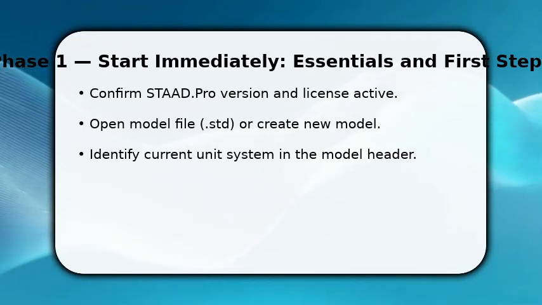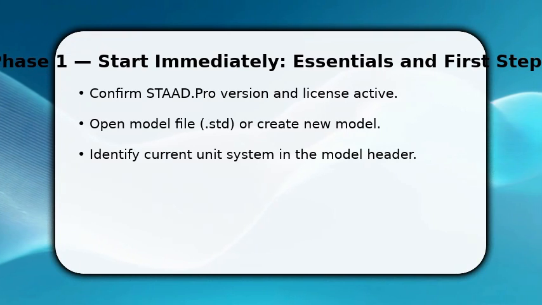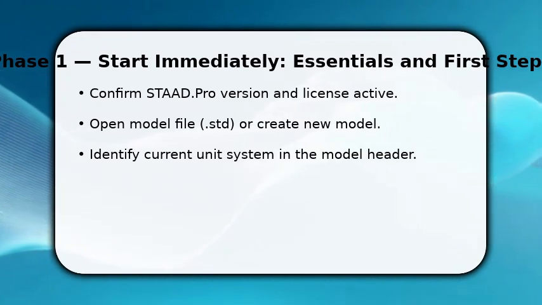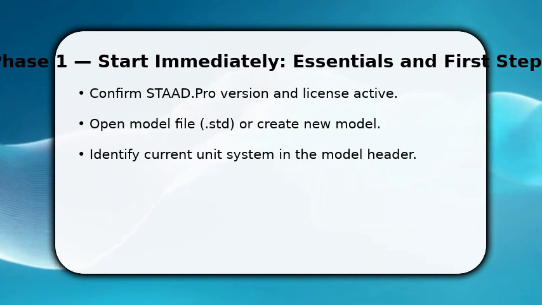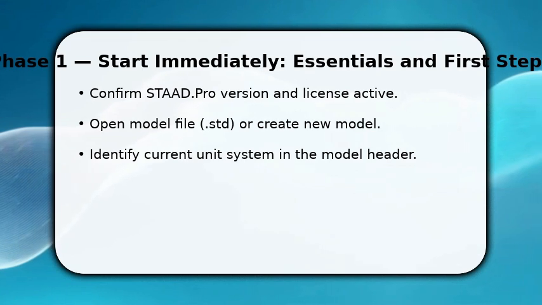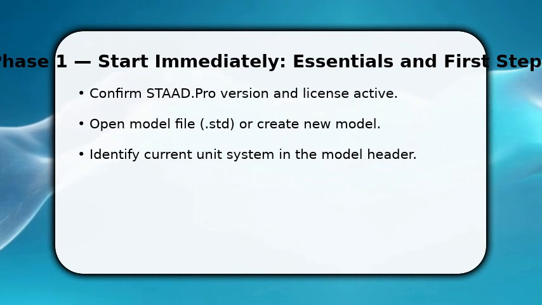You begin by confirming STAAD.Pro version and that your license is active. This prevents sudden feature limitations. Once done, open the STD model or start a new one and immediately inspect the model header to identify the current unit system. You need to know whether lengths are in mm, m, or in and whether forces are in N or kN because changing units alters input interpretation.